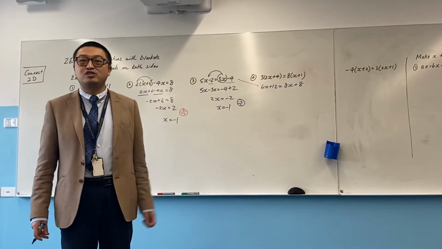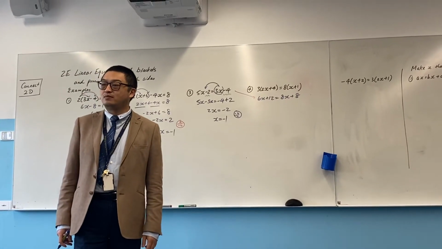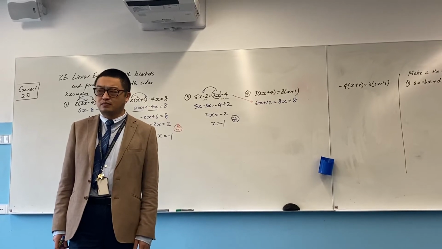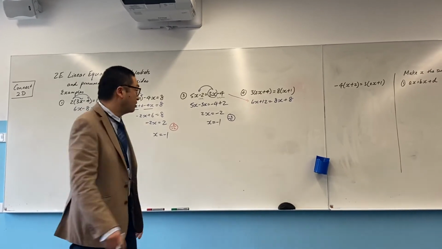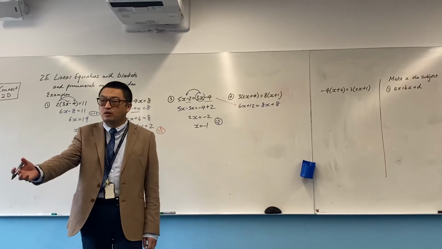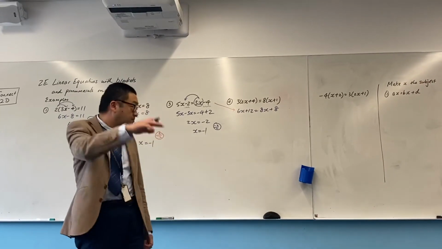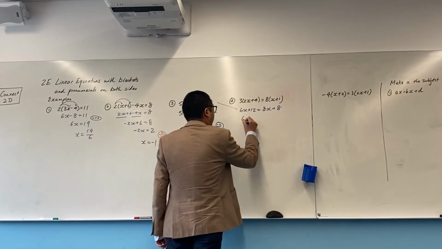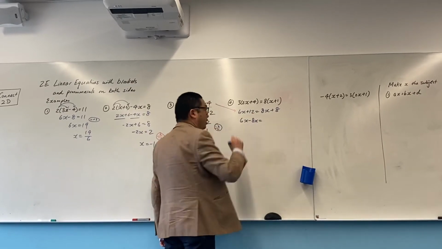Somebody tell me the next step. You move the 8x and it becomes 6x minus 8x. Perfect. You guys all agree? Why do I do minus, by the way? Because it switches from positive to negative. Good. 6x minus 8x.